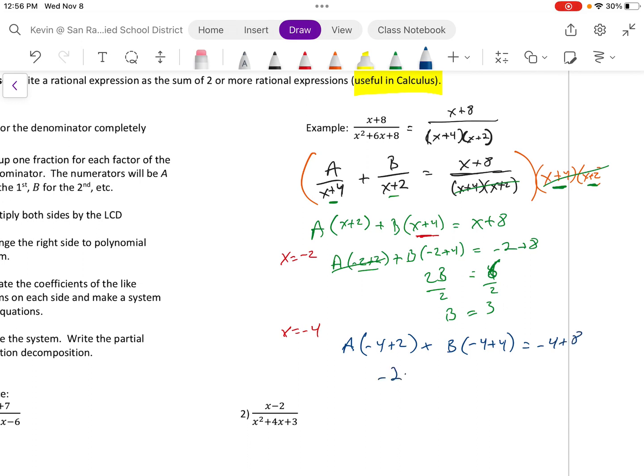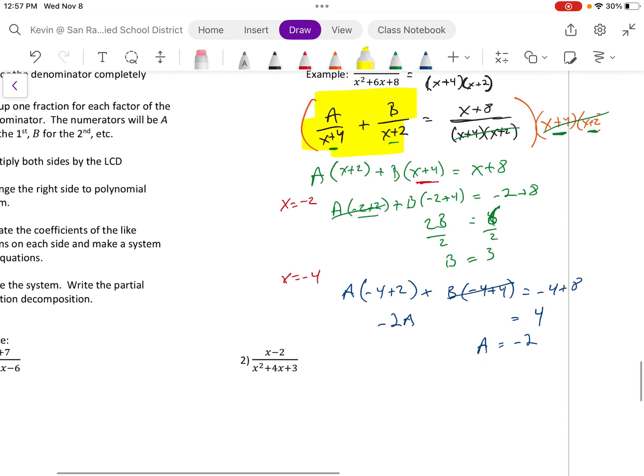Okay, -4 plus 2, that's -2a. -4 plus 4 is 0. 0 times b is 0, so that's done. And -4 plus 8 is 4. So a equals -2. So I now have my values for a and b. I come back up to my original equation that I'm trying to find, and I put those values in.